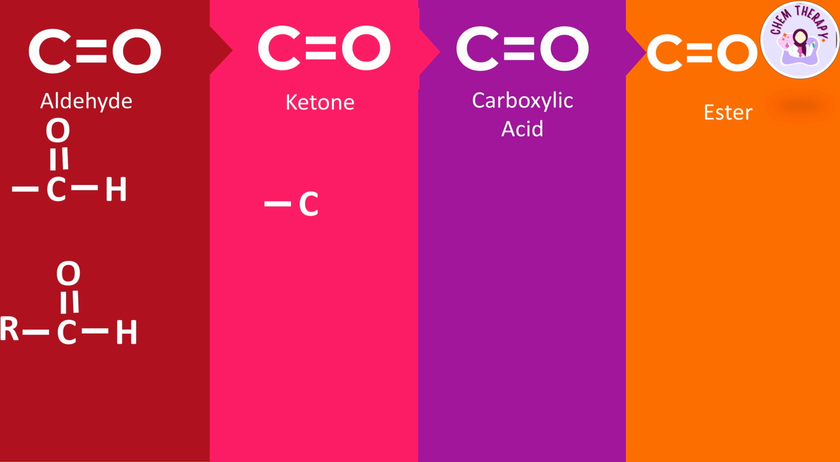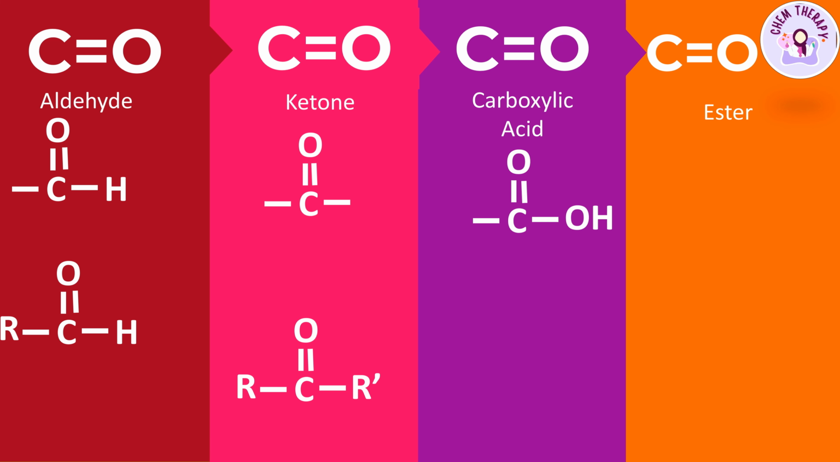Ketones have alkyl groups attached on both sides of the carbonyl group, or C double bond O group. They have the general formula RC double bond OR. The functional group of carboxylic acid is OH attached with the carbonyl group. This group, C double bond OOH, is known as the carboxyl group. The general formula of carboxylic acids is RC double bond OOH.